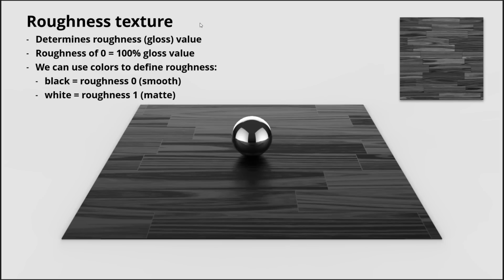So what we can do here is plug a texture in to define the roughness. Black is a roughness of 0, or totally smooth. White is a roughness of 1, or more of a matte finish. We'll do this again in our hands-on component. But if roughness textures are new to you, roughness textures are awesome. They're definitely one of my favorite additions in KeyShot 6.